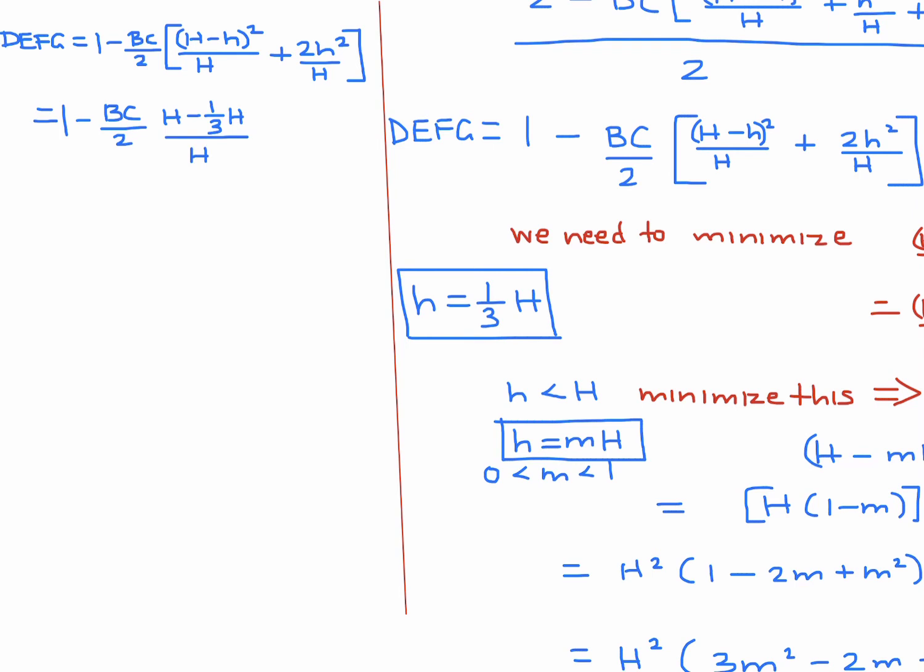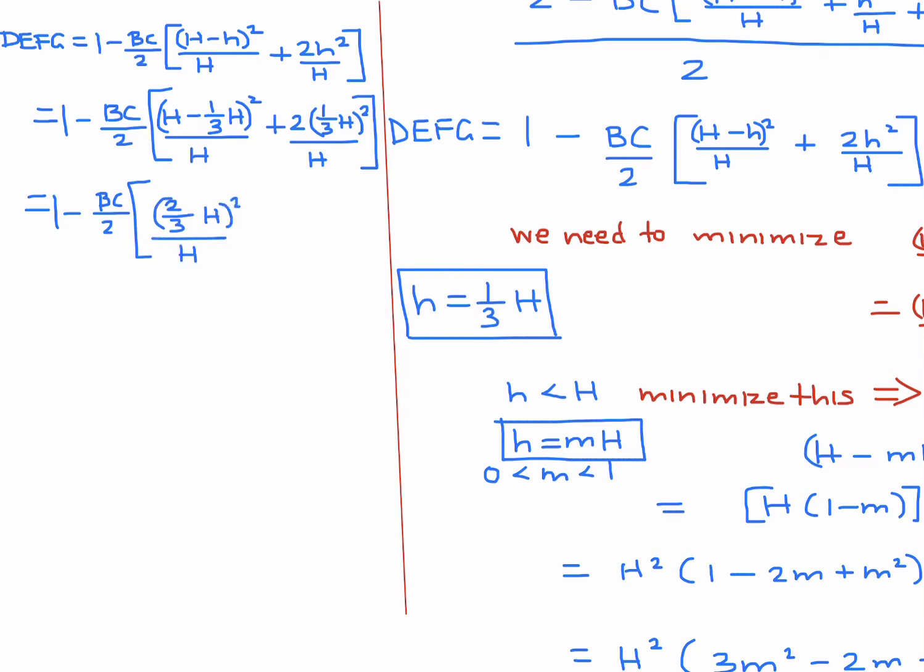And then that is all squared. And then over here, I've got 2 times small h, which is the 1/3 big H, all squared, all over big H. There we go. So this becomes 1 minus BC over 2. And then now I've got some algebra to do. Well, first and foremost, H minus 1/3 H is 2/3 H. And then that's all squared, all over H.